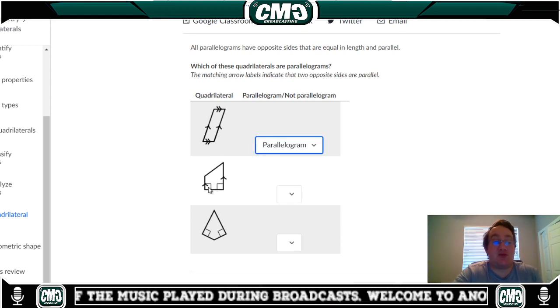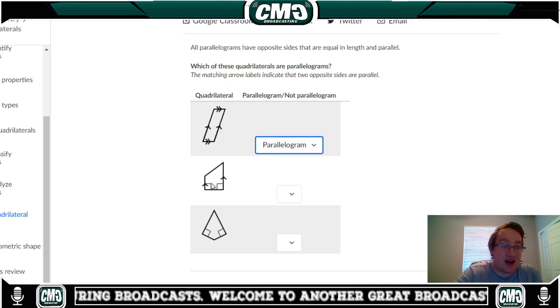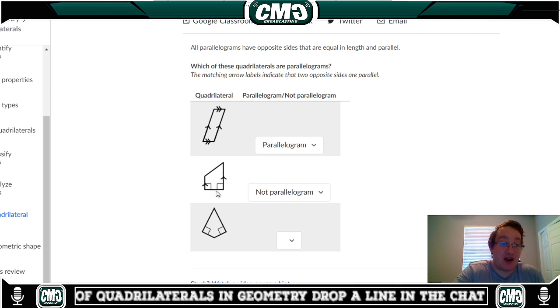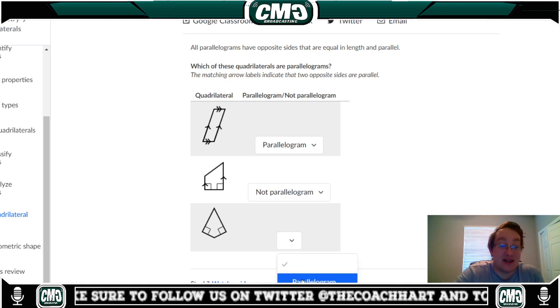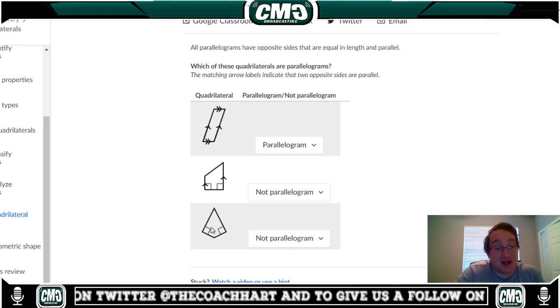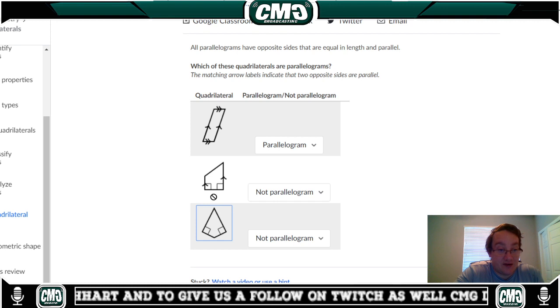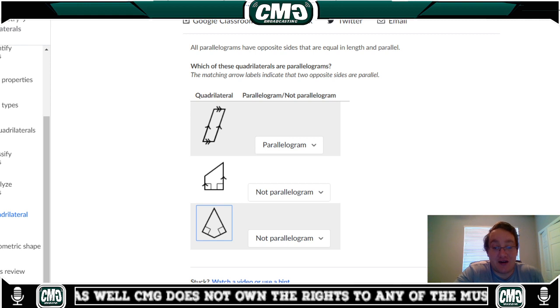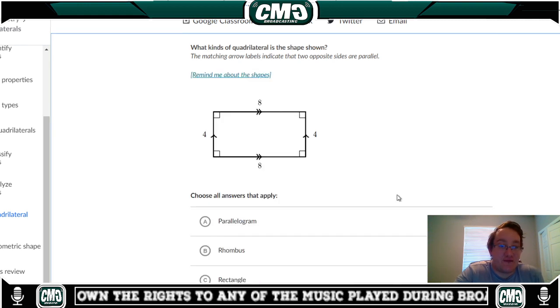If we notice here, this next one only has one set of sides that have those arrows. The right angles really don't mean anything to us right now, because that's not going to help us determine whether this is a parallelogram or not. But since we only have one set of sides that are parallel, this is not a parallelogram. This one would be a trapezoid. And then in the third one, there are no arrows, meaning there are no sides that are parallel, meaning this is not a parallelogram. This right here is what a kite would look like. So these are going to be our general kites. They're also known as diamonds, but that's what we're looking at there. So that gets us the first question.